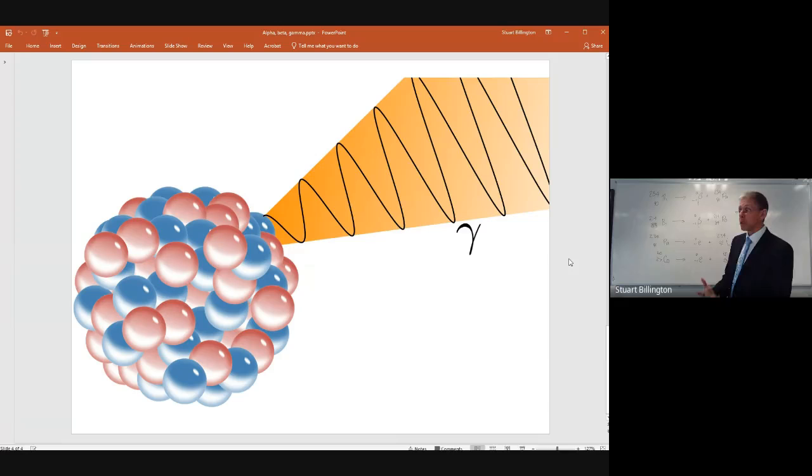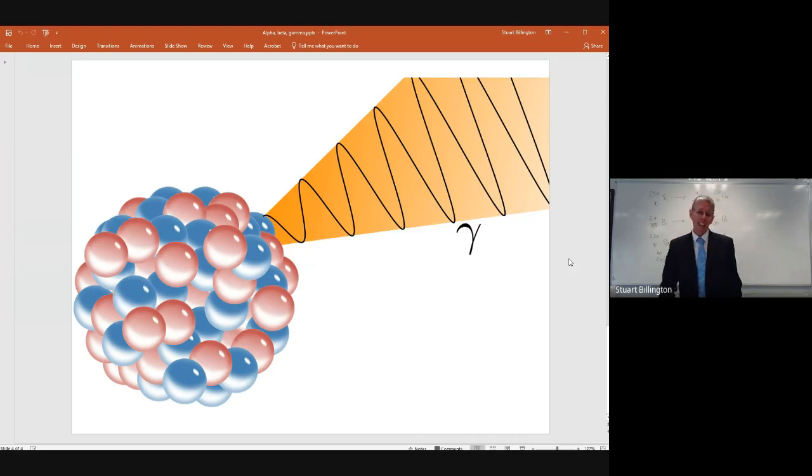Correct. It's emitted some energy, but it hasn't taken away any particles. So the nucleus is still exactly the same as it was before. It's got a little bit less energy than it had before, but it's still the same nucleus. So we don't actually need to do any equations for gamma because nothing happens.